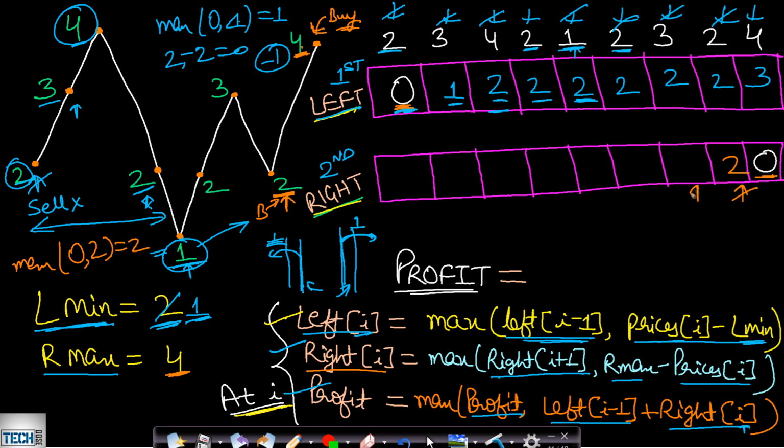And similarly we will keep filling all the values. So now when we are at this point 3, then our RMax value is 4. We will obviously update this RMax value like we did for the LMin value. Whenever we find a higher price, then we will update the RMax value. In this case, a higher price will not come, so the RMax value will not get updated. Now when we are at this 3, then obviously we will take the maximum of 4 minus 3, comma the previously calculated value 2. So this will be equal to 2. So now this will be filled with 2.